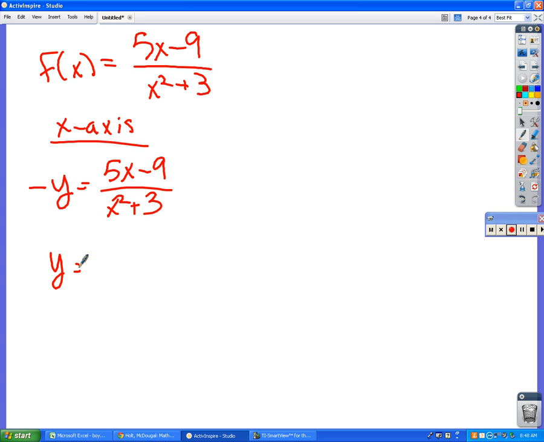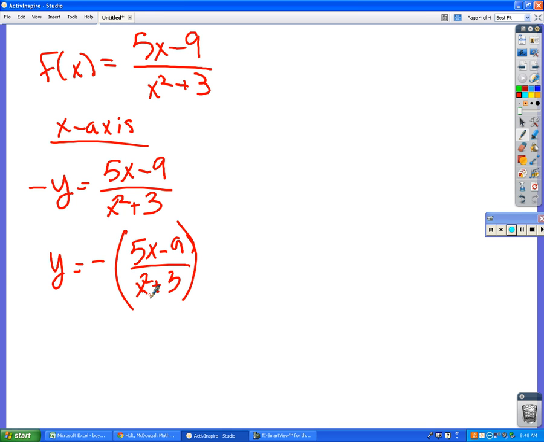So y equals, where do you want the negative to show up on the other side? We can go minus and then go parentheses around the whole thing. Is that what you want? Yeah. Okay. Is that easier?